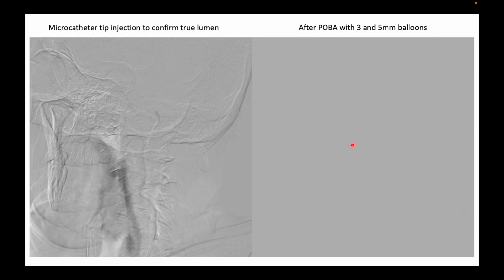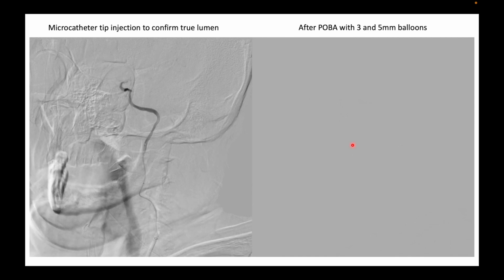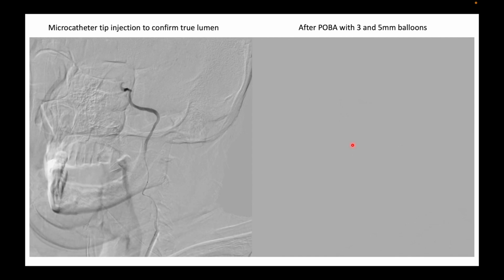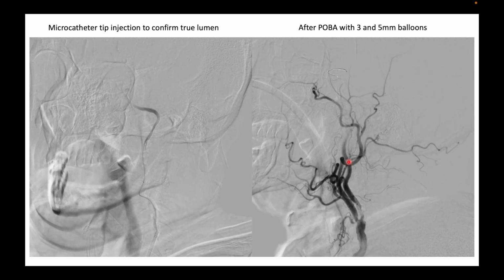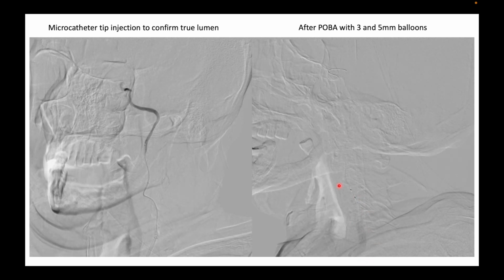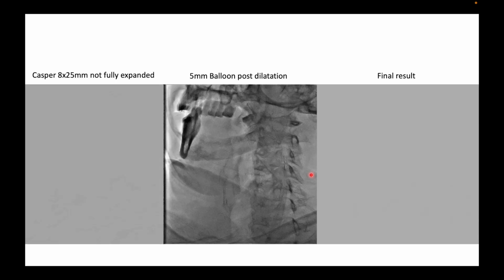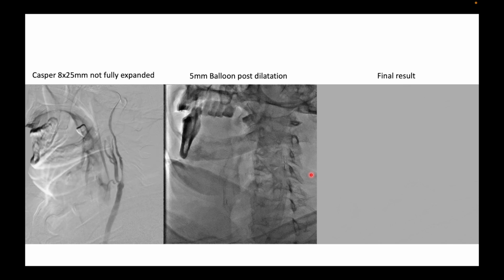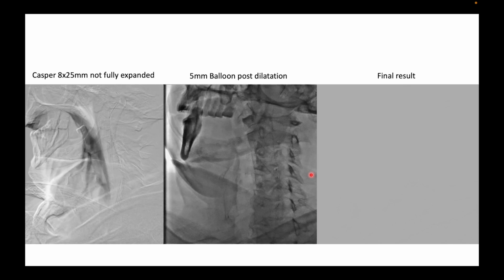this lesion. We first went up to make sure we're in the true lumen, and did a microcatheter tip injection to confirm the true lumen. Once that was confirmed, we changed it to a neurointervention wire. And then we did the balloon angioplasty here in the internal carotid so that we can take the hardware up. 3 and 5 millimeter balloons were used. And since it was occluding again and again, we put in a Casper stent first before we went up.